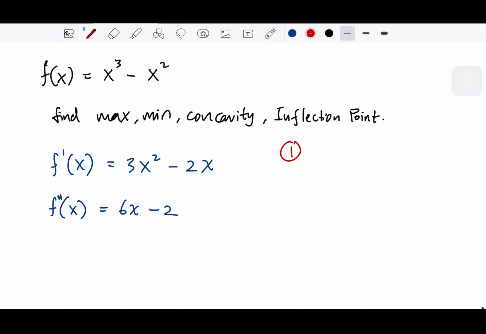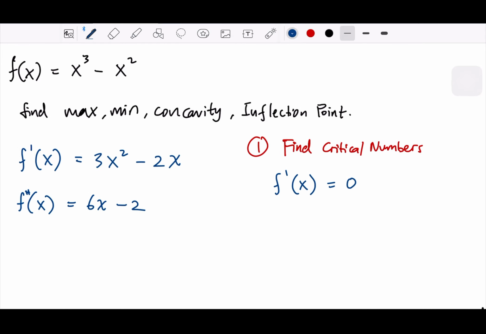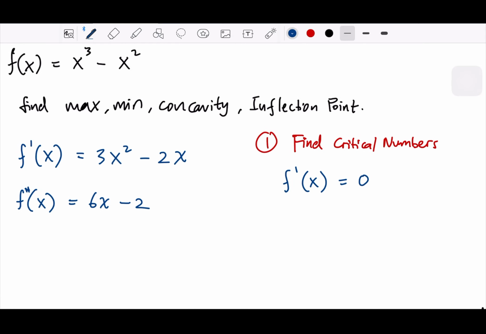All right, now the first thing, I will write some process here to add some notes so you know what requirements you need to have to solve this problem. So first is finding the critical numbers. To find the critical numbers, we are going to equate f prime with 0. So we are just looking at our f prime, which is 3x squared minus 2x, and equating f prime with 0.